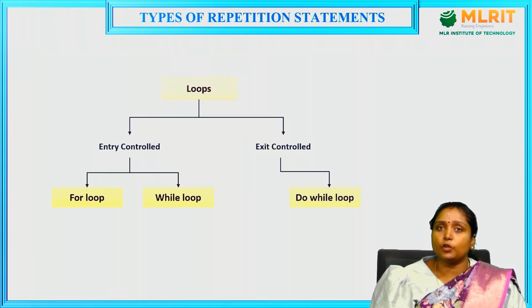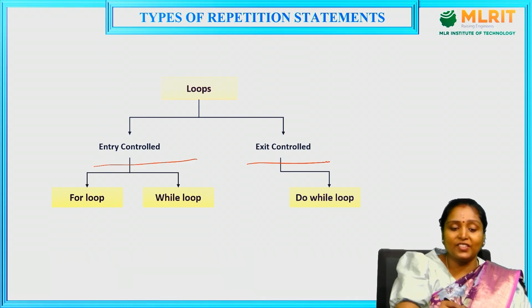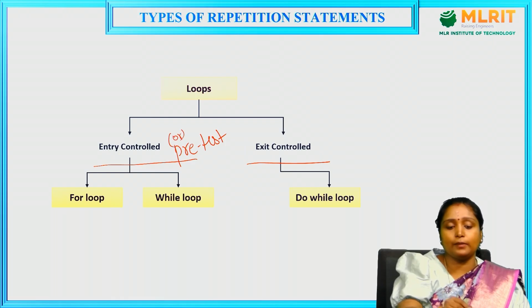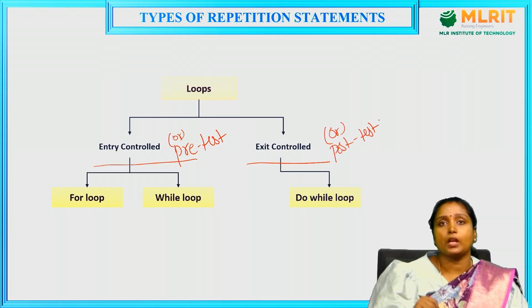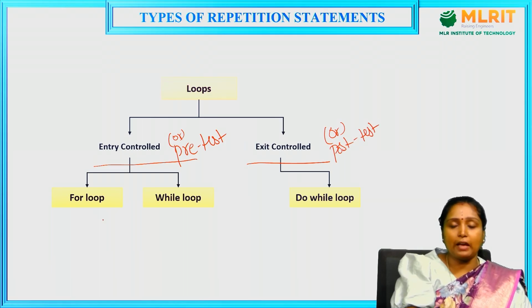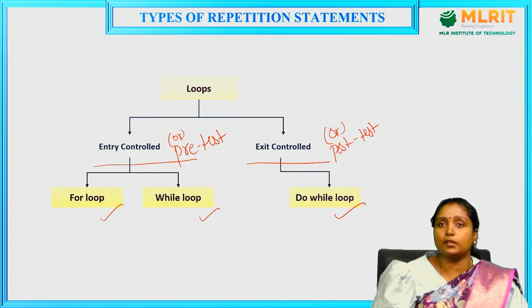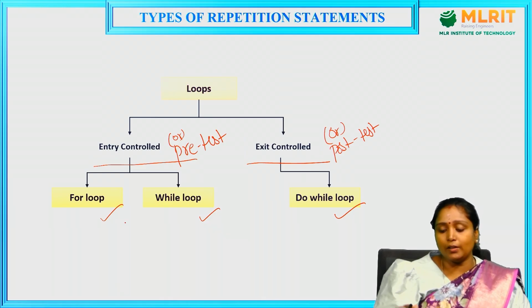So coming to types of repetition statements, there are two types of repetition statements. One is entry control loops and one is exit control loops. Entry control loops are also known as pre-test loops, whereas exit control loops are also known as post-test loops. In pre-test loops, we are having two loops: one is for loop, one is while loop, and in post-test loop or exit control loop, we are having do while loop. So in detail, we are going to see all these three loops.